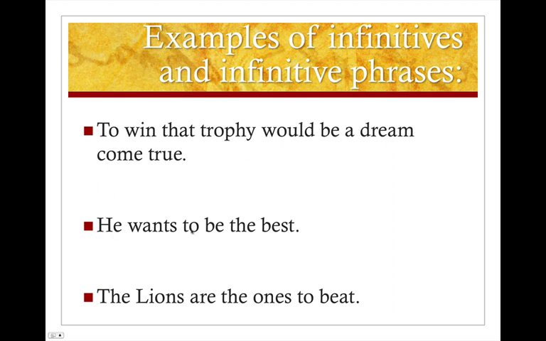Second sentence, he wants to be the best. To be is what is wanted. So we have a direct object, another infinitive being used as a noun there. And here we have an infinitive used as what? See if you can figure it out. To beat. Not being used as a noun here. That's right, it's being used as an adjective because it modifies the word ones.